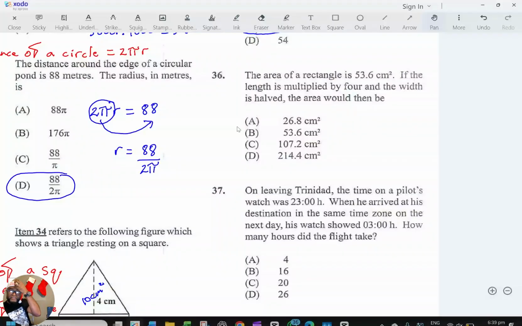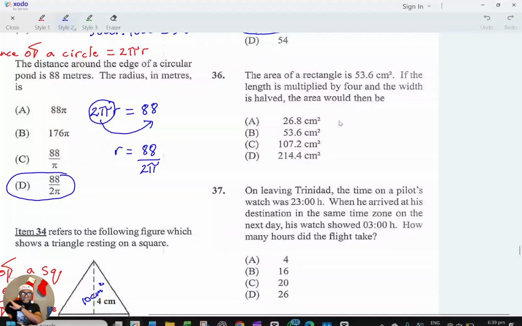The area of a rectangle is 53.6 centimeters squared. If the length is multiplied by 4 and the width is halved, the area would then be... I like to put a visual on these things. You have a rectangle, right? They say the area of the rectangle is this. If the length is multiplied by 4, you're basically multiplying the length by 4, right? And the width is halved, so the width is actually divided by 2. Then the area would now be, so watch it: if you multiply by 4 and then divide by 2, it comes like it's multiplied by 2.